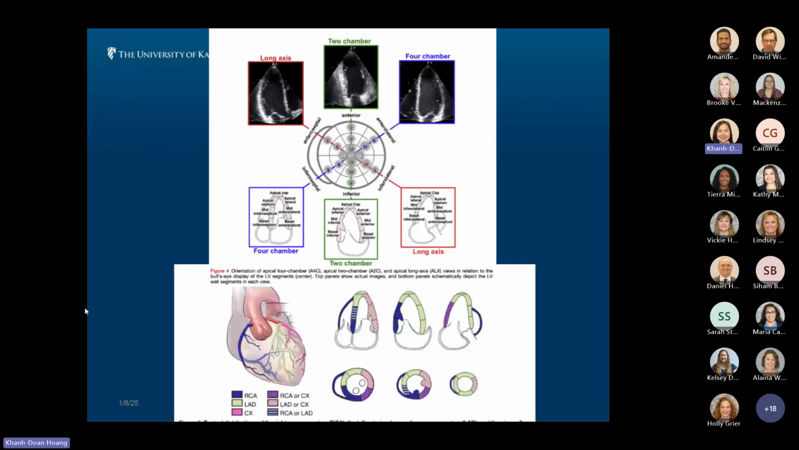And we evaluate regional function by dividing the left ventricle into a 17-segment model, which also reflects the coronary perfusion territories. It's important to understand the coronary territories that pertain to each myocardial segment. And when you're evaluating your myocardial segments, you want to be able to look at them in multiple views.